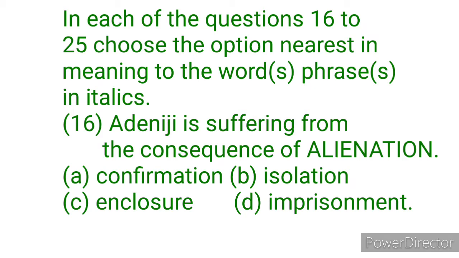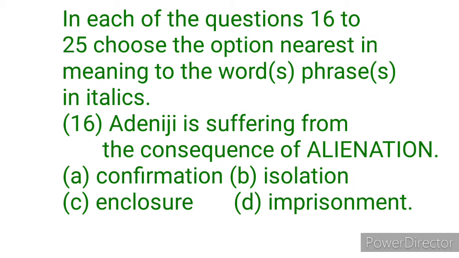Now, let's look at the options. We have option A, confirmation. To confirm something means to say that something is correct, to establish that something is correct or something is true. Option B, isolation. The word isolation means to be kept away from others, to be alone. So this is the correct answer. This is the word that is closest in meaning to the word alienation.